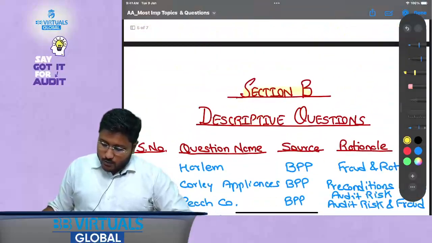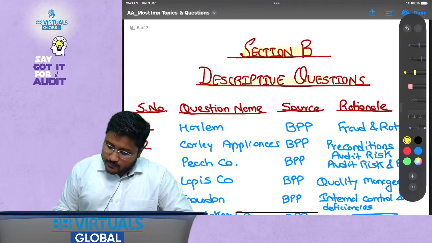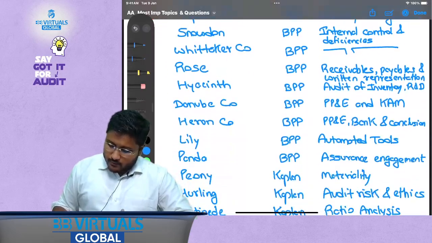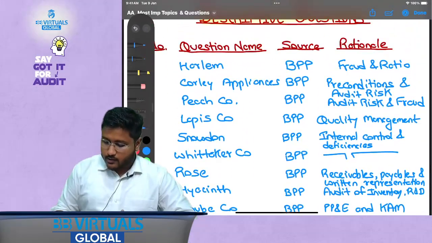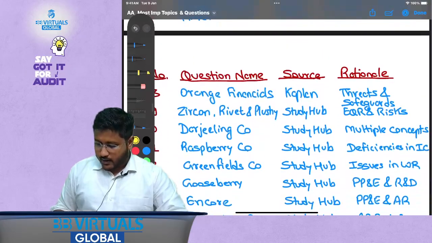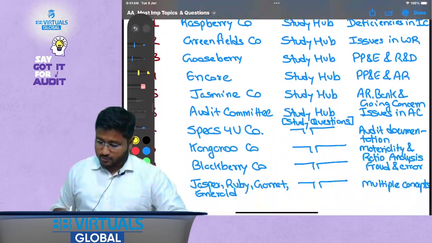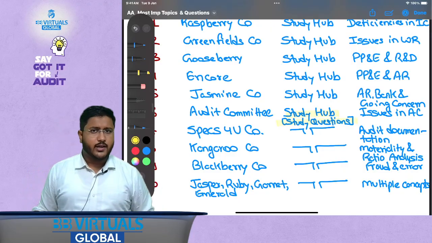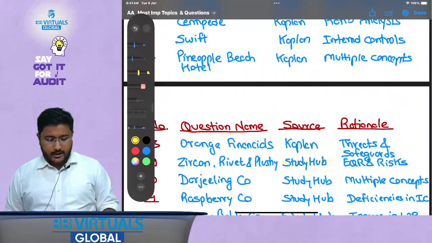Okay, now let's talk about Section B, that is, descriptive type questions, constructed response questions, right? So here, again I have divided the source into BPP, Kaplan and Study Hub, and there's a fourth source also, which is Study Hub study questions. These are certain additional questions which are given only on the ACCA study website. That is why I have taken these questions.